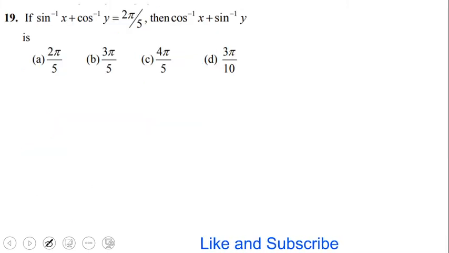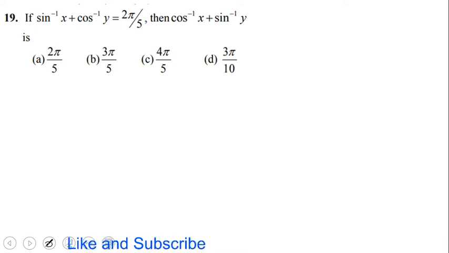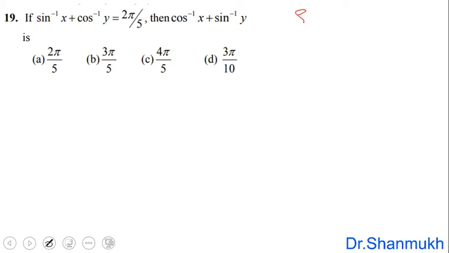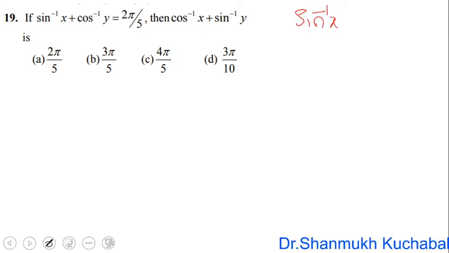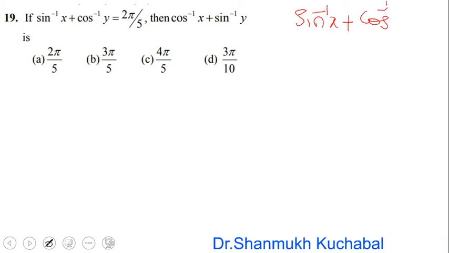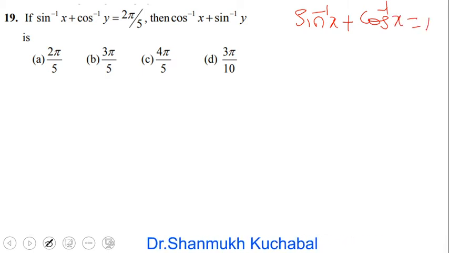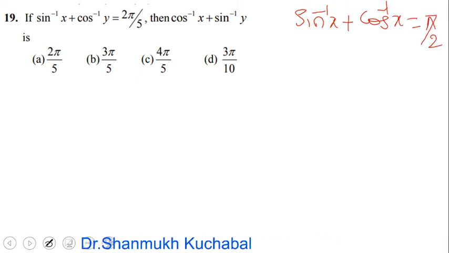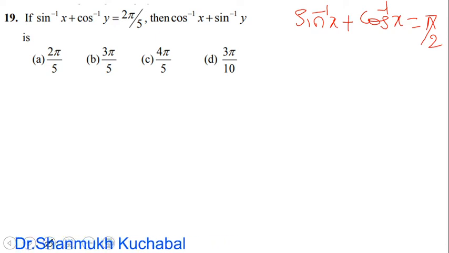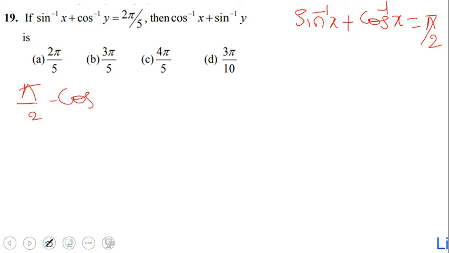Okay, we'll move to our next example. The question is, if sine inverse x plus cos inverse y is 2 pi by 5, then cos inverse x plus sine inverse y is what? I use the formula sine inverse x plus cos inverse x is equal to pi by 2. This is one of the inverse trigonometric formulas. So sine inverse x I write as pi by 2 minus cos inverse x.